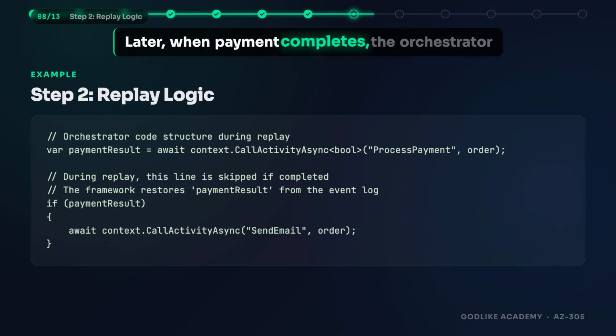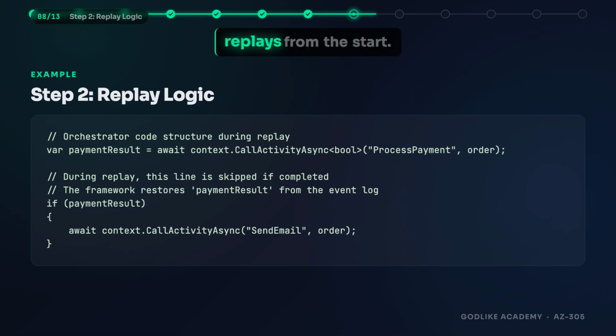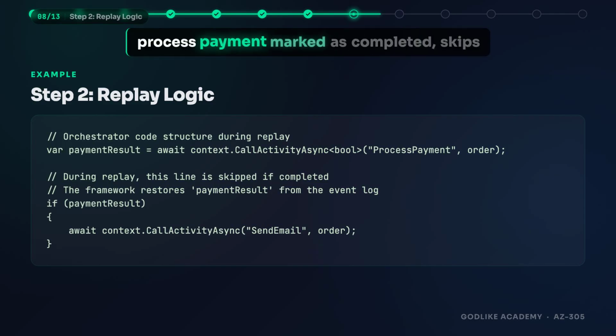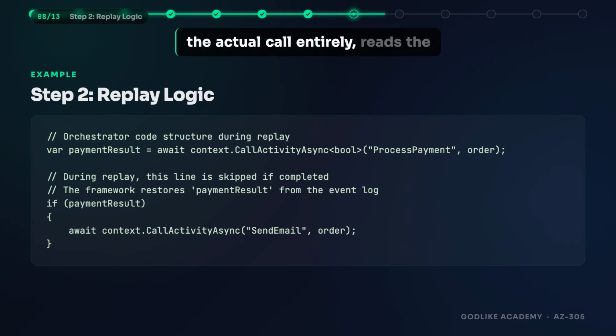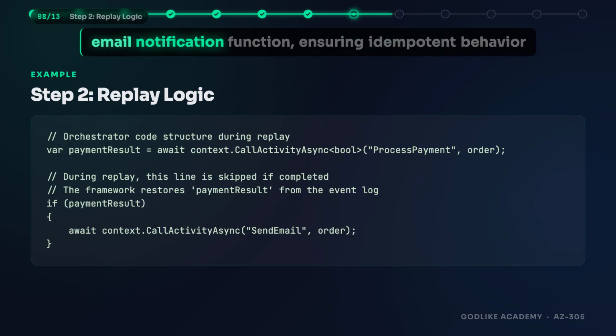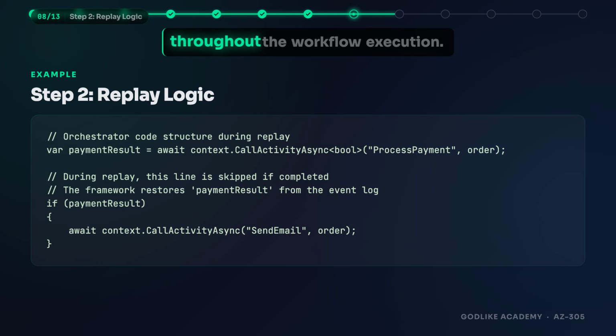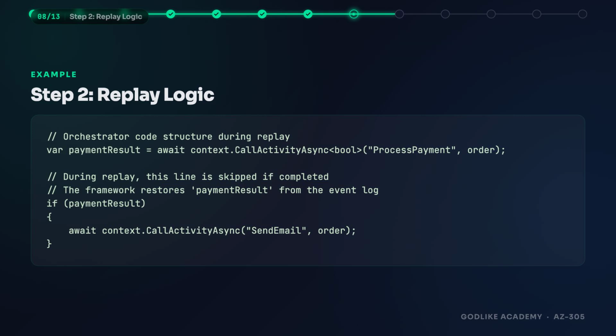Later, when payment completes, the orchestrator replays from the start. It sees the log entry for process payment marked as completed, skips the actual call entirely, reads the stored result, and moves directly to checking the outcome and triggering the email notification function, ensuring idempotent behavior throughout the workflow execution.